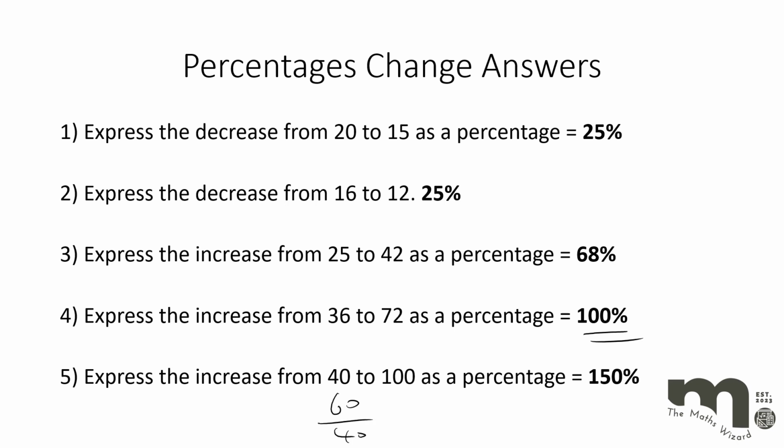So as soon as you see an improper fraction here, you know straight away it's going to be a percentage that's more than 100. Well, it could be 100 if it's got the same number. If it was 40 over 40, then it would be 100%.